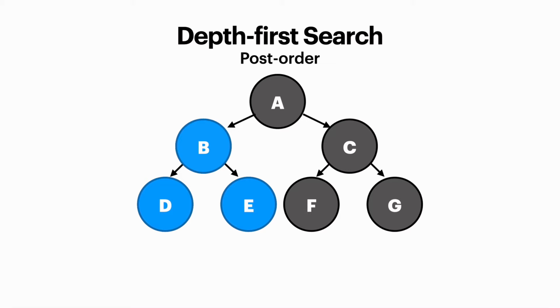So we first go to C, but we haven't visited C's children yet. So we're going to visit F first, then we're going to visit G. Finally, we're going to visit C because we've already visited C's children. And then finally, we've visited all of A's children, so we're going to visit A last.